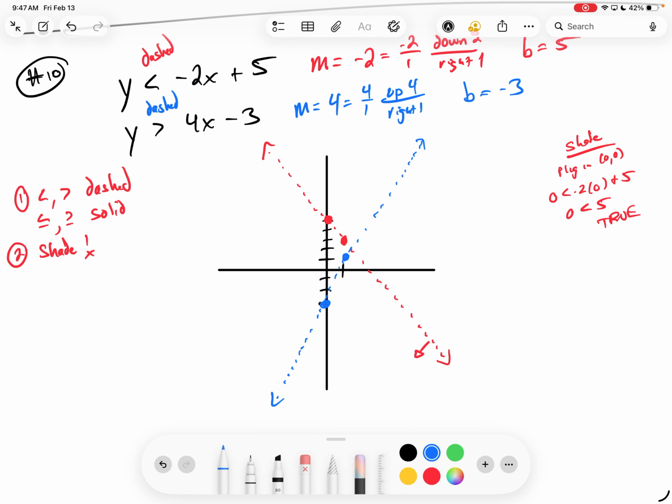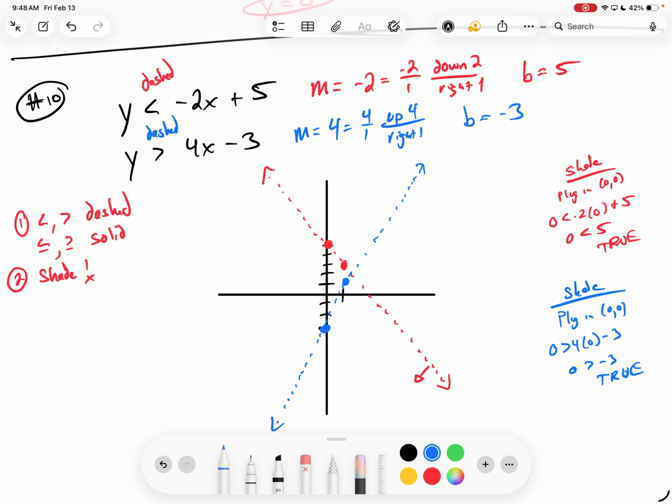Okay. This is the one where it's harder to figure out where to shade. It's greater than, so when you shade above it, it's kind of hard to look at and tell. So again, make sure you plug in 0, 0, or make sure it's not on the line. I don't think 0, 0 usually is on the line, but 0 is greater than 4 times 0 minus 3. 0 is greater than negative 3. That is also true. So I shade towards 0, 0, so that would be this way. So I need to be below the red line, above the blue line, so my answer shading would be this area right here.